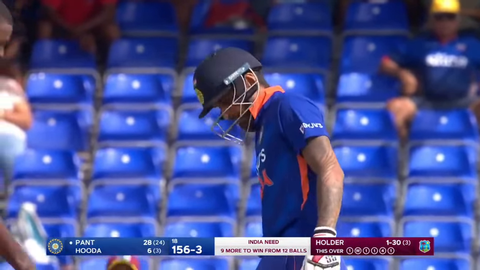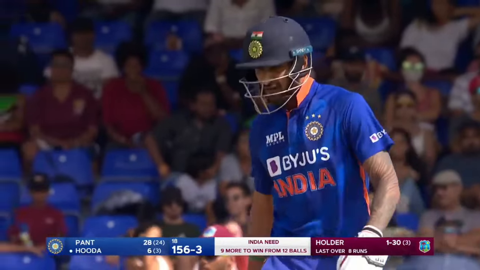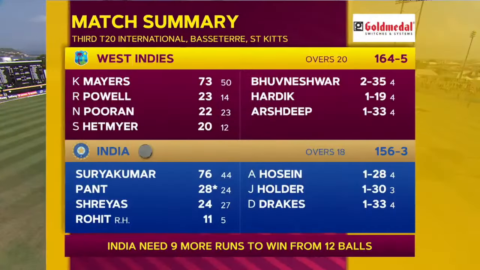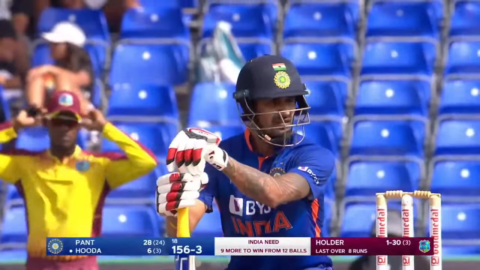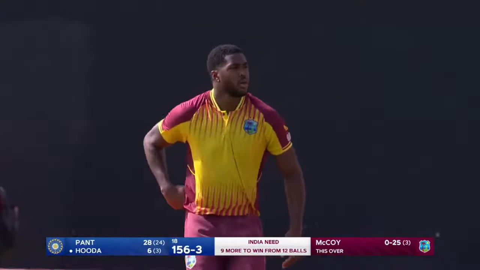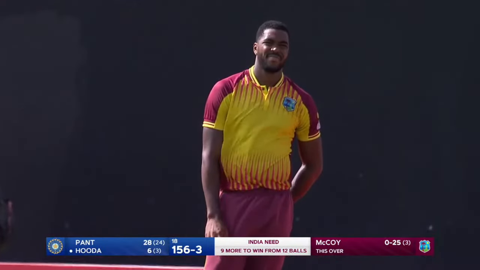Just too inconsistent as a collective group, the West Indies. 18 overs gone, 156 for three. Nine more runs required from 12 deliveries. Can't say a foregone conclusion. India still with 7 wickets in hand. Obed McCoy brought in for the penultimate over, his last over in his quota.